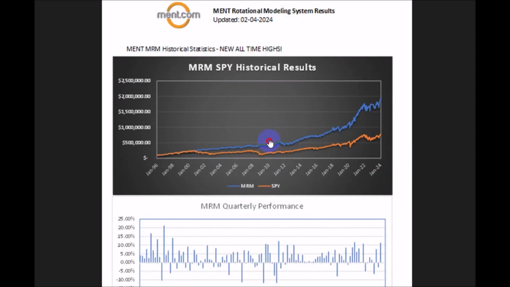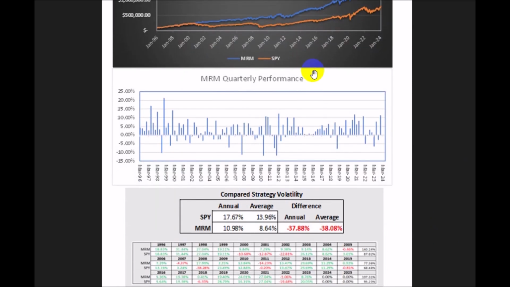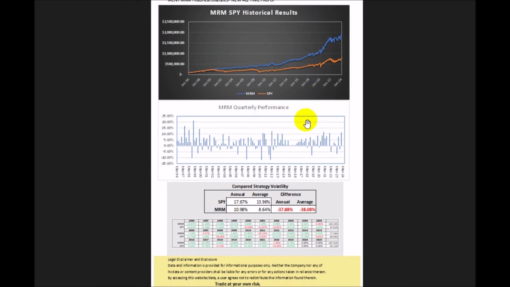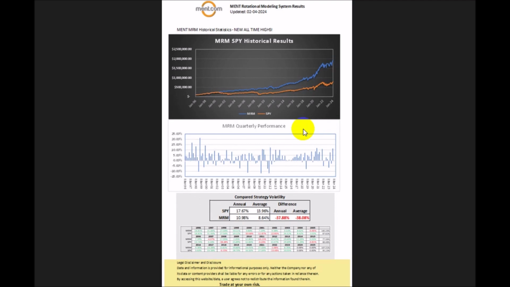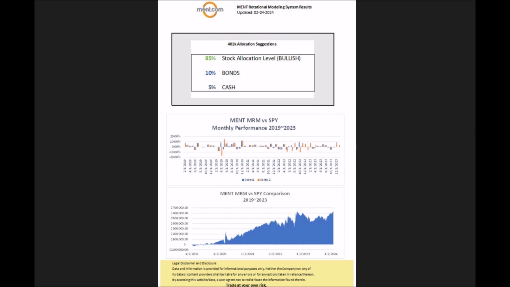Here's the MENT rotational modeling system pushing up just about $38,000 away from new all-time highs. We've had a very good start to the year so far. We get above 2 million. I'd like to see it keep that, but we'll see how it plays out this year. We might get a pretty good trend this year.